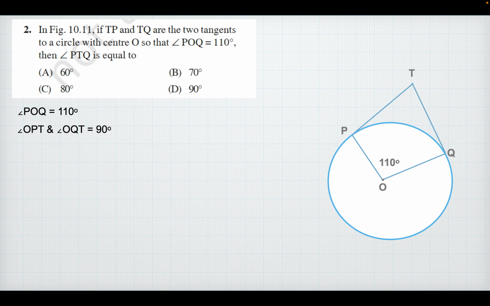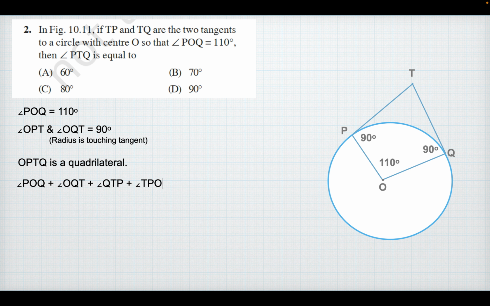That's what it is here, and we know that these angles OPT and OQT are going to be 90 degrees because they are the lines connecting the center to the point of contact. That means they're going to be making a 90 degree angle. And now we know that OPTQ is a quadrilateral, and we will use the sum of the angles inside the quadrilateral expression to find out what the value of PTQ is.